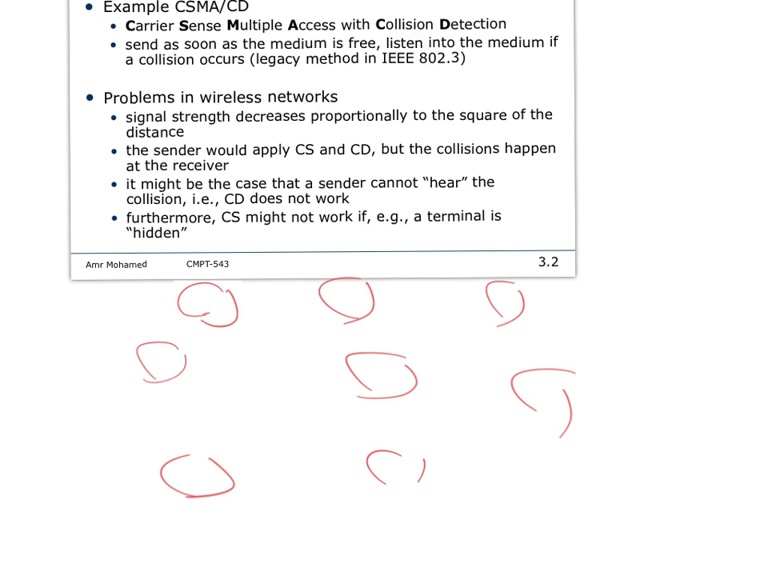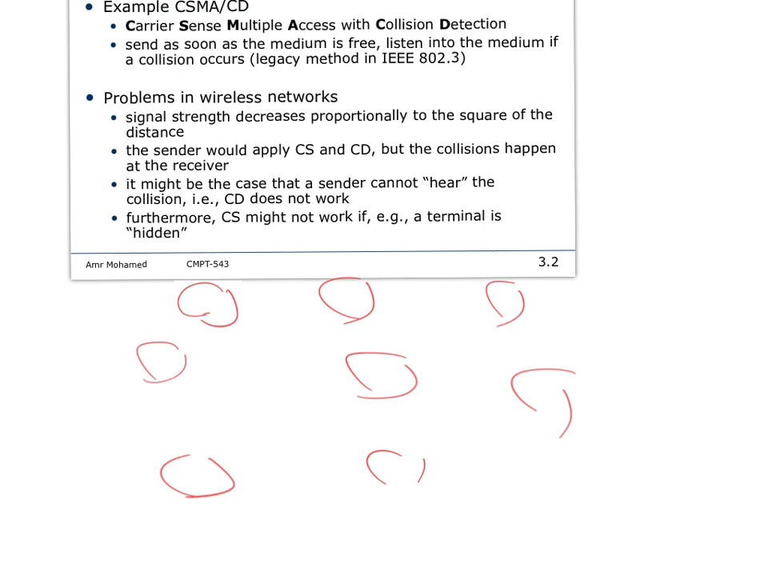Yes, remember we talked about three different ranges for the wireless transmission. We talked about transmission range, interference range, and noise range. And so sensing is used. Of course, sensing is still used. So I can say that there is transmission happening, but I cannot guarantee that there is a collision happening.